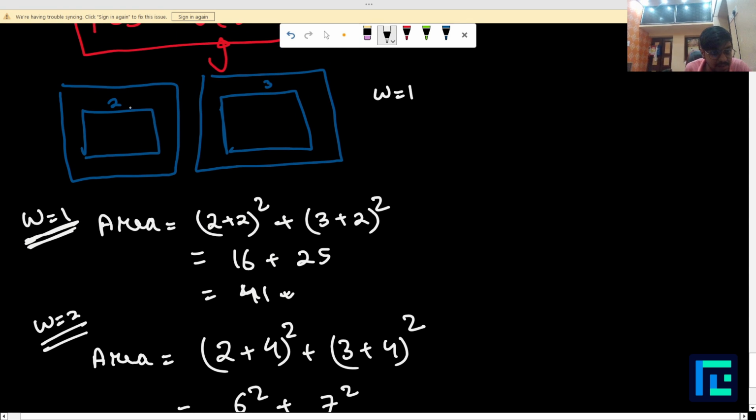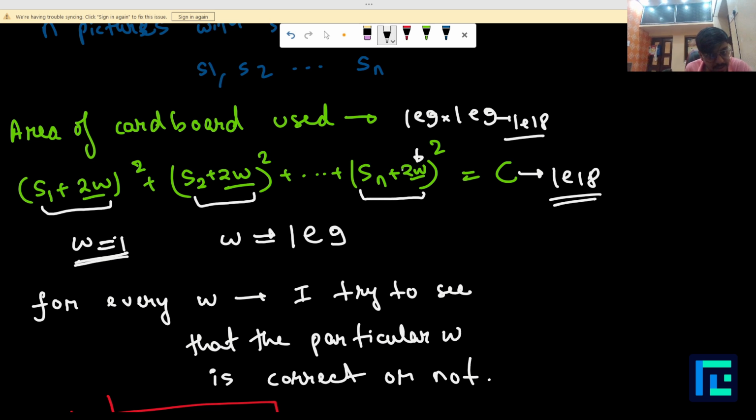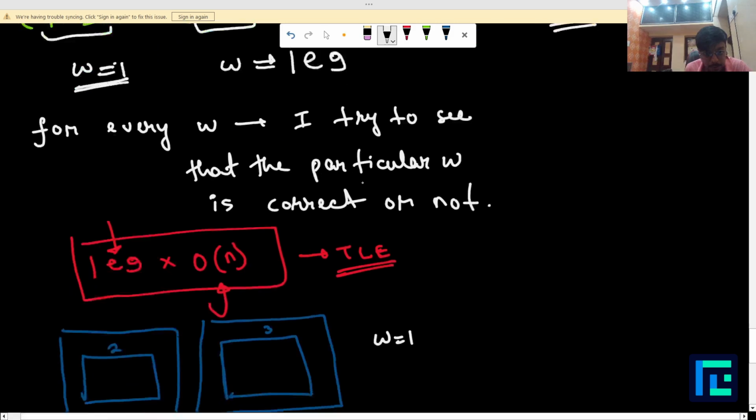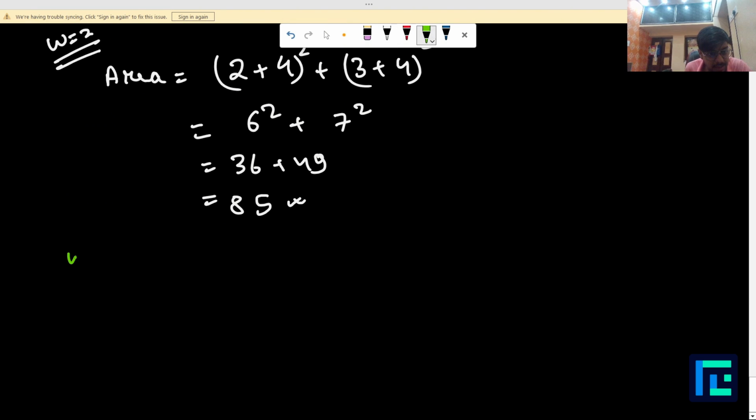As much as I increase my width, or the border length, this term will increase, this term will also increase, and every term is going to increase because S1, S2, up to Sn is fixed. Only this term is varying, right? So once I increase my W, all these terms are going to increase and my area is also going to increase.